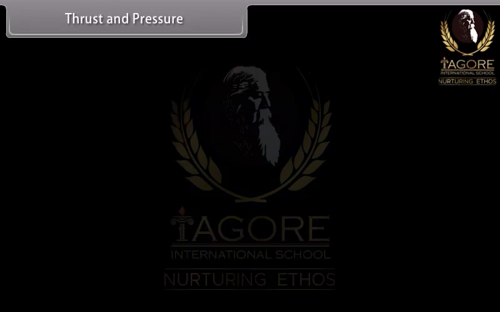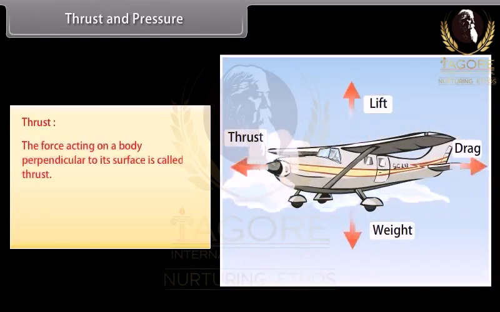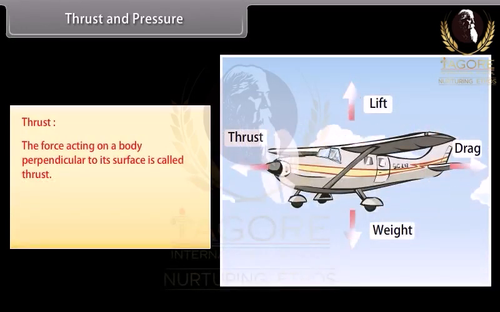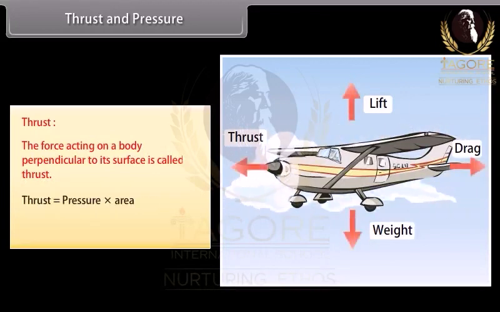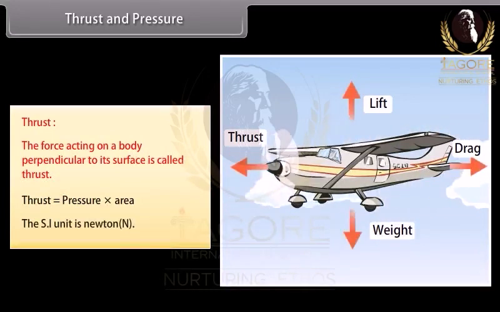Thrust and pressure. Thrust: the force acting on a body perpendicular to its surface is called thrust. Thrust is equal to pressure times area. The SI unit is newton.